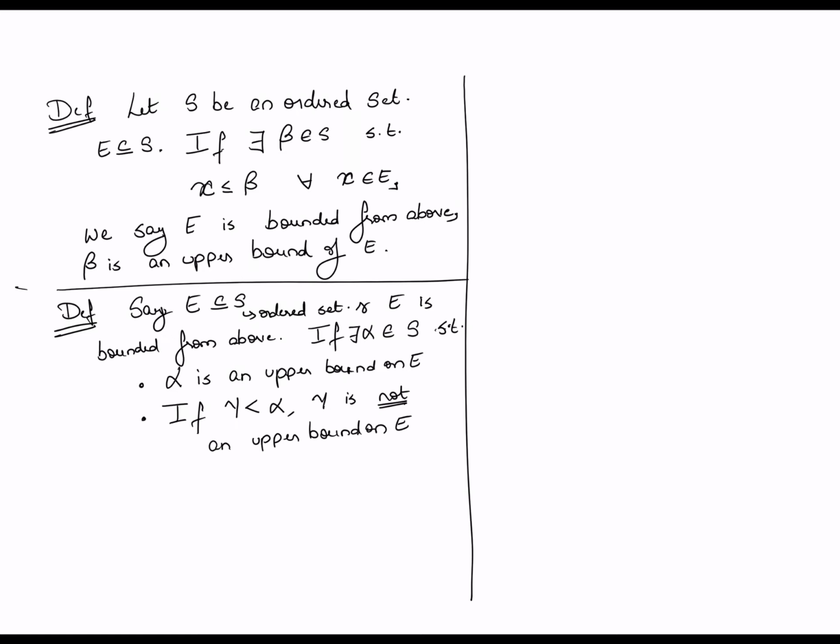Okay, so what are these two properties? So E is a subset of S which is bounded from above. What does it mean to say that E is bounded from above? That there exists an upper bound on E. Now suppose I can find an element alpha that satisfies the two properties that I've written. One, that alpha is an upper bound on E, and the second property is that any number that is less than alpha is not an upper bound of E. If these two properties are true, we say that alpha is the least upper bound.